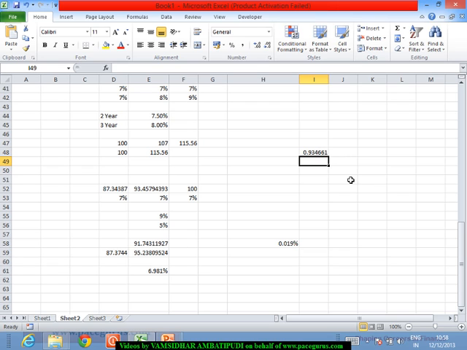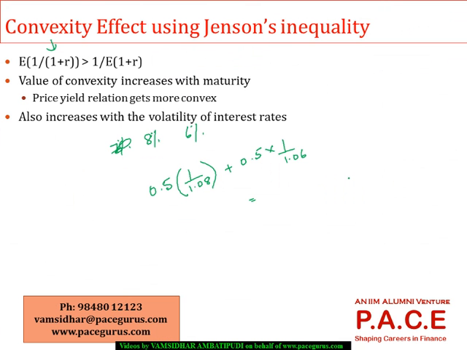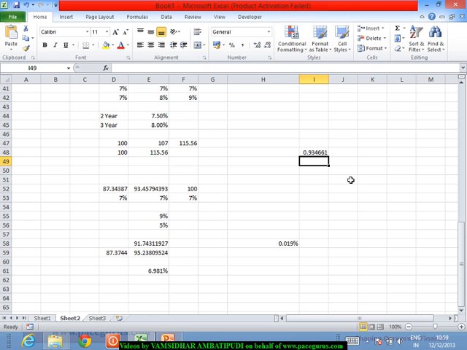So this is working out to somewhere around 0.9346, whereas the right hand side, 1 by the expected value of 1 plus r, is 1 by 0.5 times 1.08 plus 0.5 times 1.06. So this is working out to 0.935457. So again, you are finding that the left hand side is greater than the right hand side.